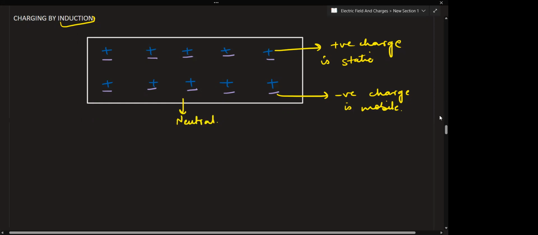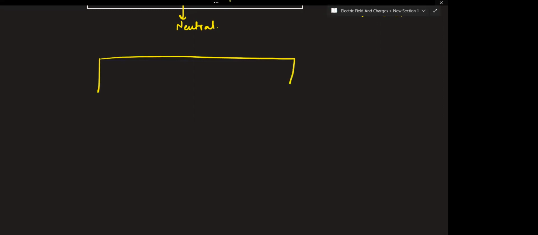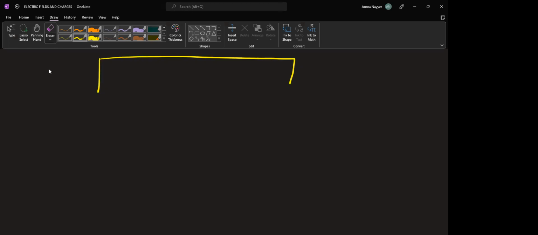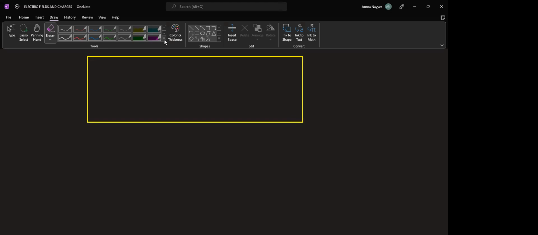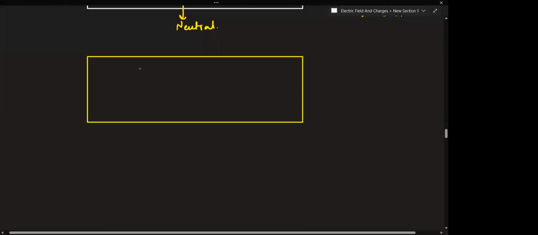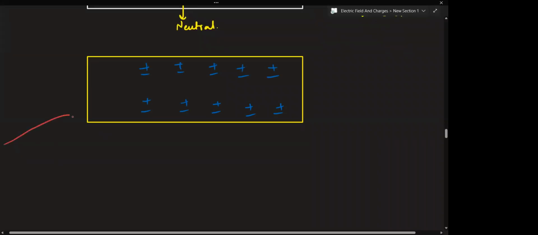Now see, as I've told you, what is meant by this induction phenomenon. Whenever I bring a positive charge near this object, see, this was the conducting rod that I've taken. It has positive and negative charges as well. If I bring, let's say, a positive rod, this has positive charge. These are the inducing charges. We call these inducing charges.